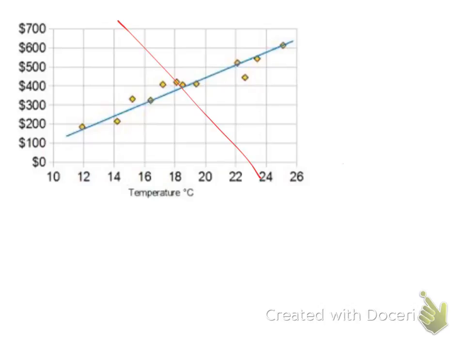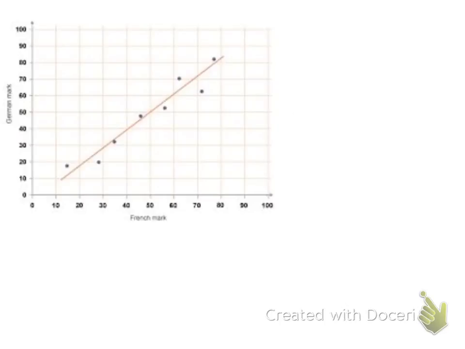But that doesn't follow the trend. It has to follow the trend. The blue line is the line of best fit. Okay? So be very careful on that. This one is a little bit harder to read. It says the French mark and the German mark. I'm guessing the values or something on those lines. But we can see that as the French mark goes up, the German mark goes up.